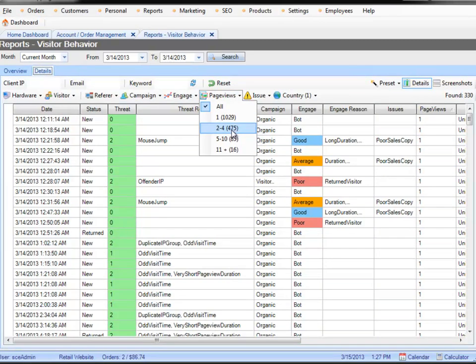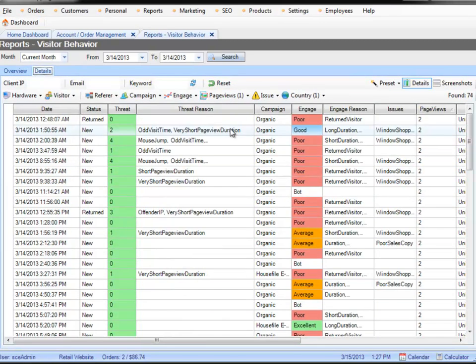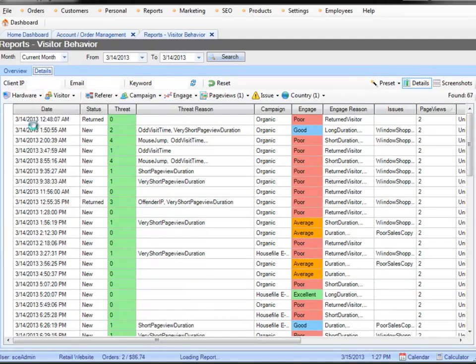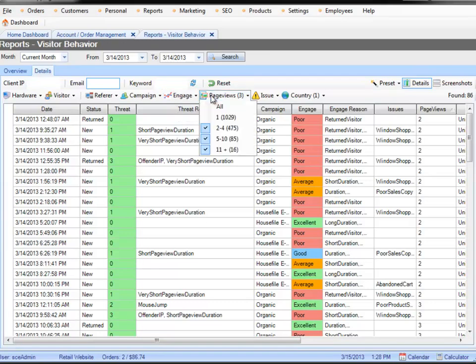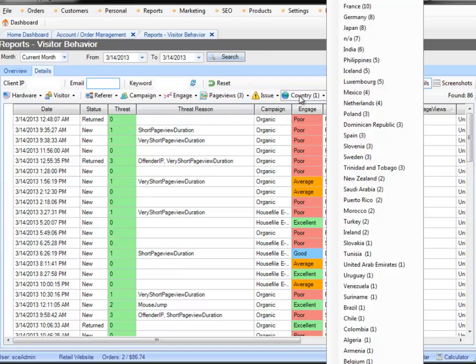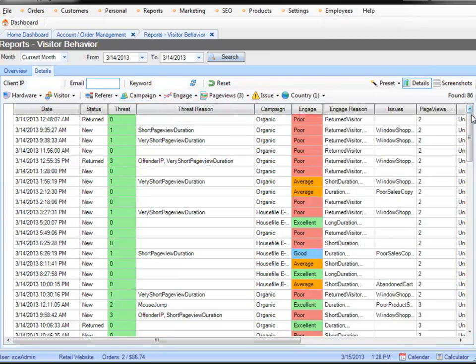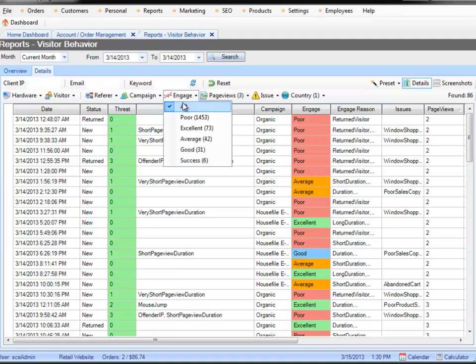So what I'm going to say is anybody who had more than 2 page views and anyone who's real, and I'm also going to say I only want to see desktop users. I'll analyze mobile and tablet later because those have to be analyzed separately. Desktop users only, all the referrers, all the campaigns, page views at least 2 and up in the US. I'm up to 86 potential real visitors that I actually care about because they browsed my site.